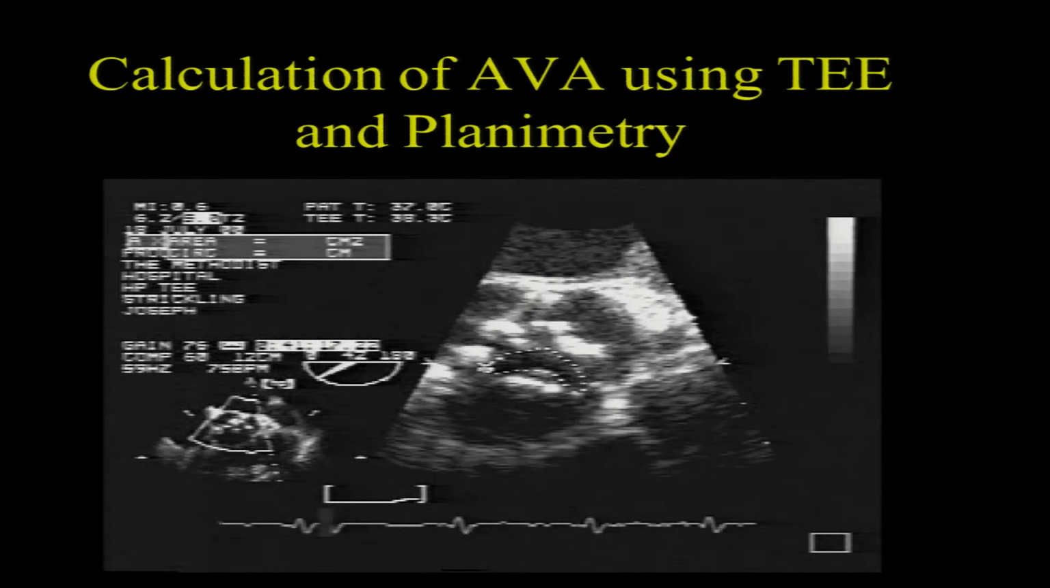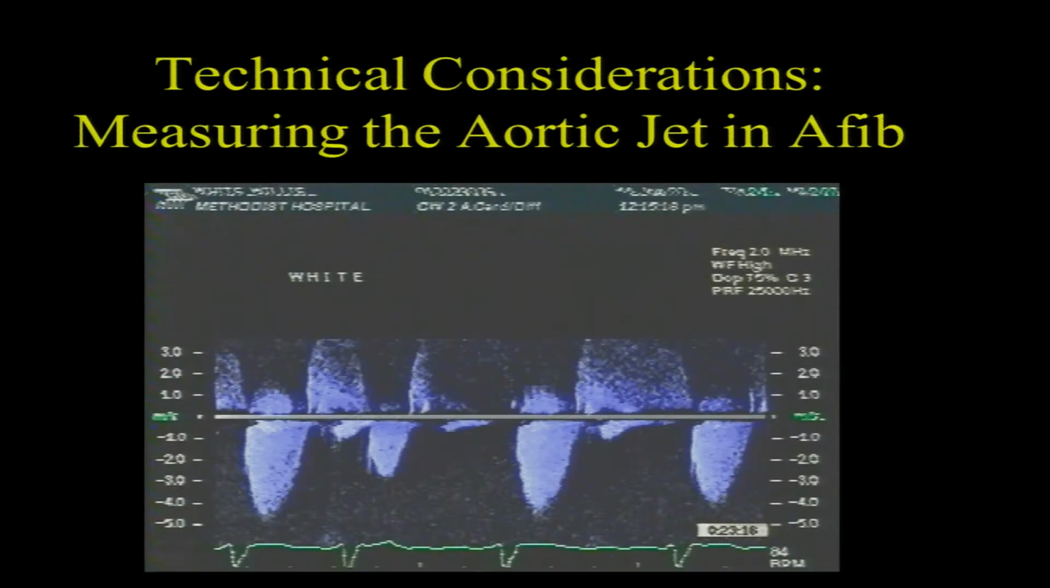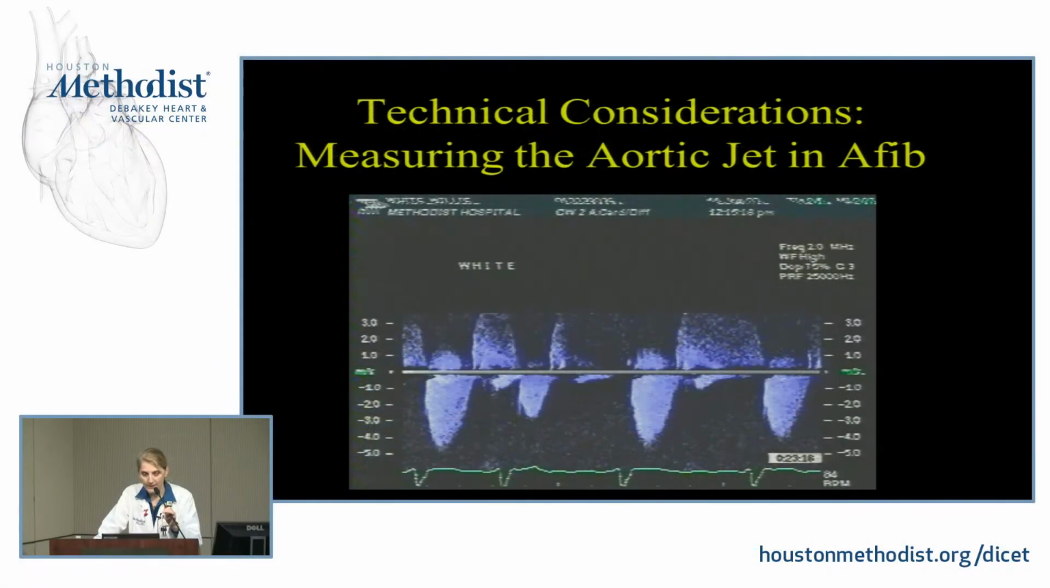So determining the severity of aortic stenosis in AFib is difficult. And there's two things that you can do. It's just difficult if the RR interval is varying, as in this particular case. So you can either average 5 beats, and it'll get you in the ballpark. It's not going to be an exact number, but at least it'll tell you whether or not it's mild, moderate, or severe.